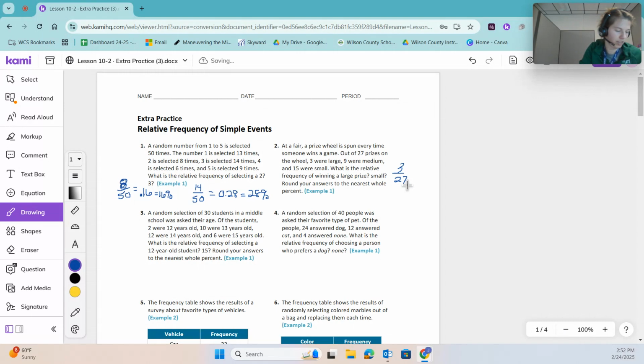So 3 out of 27 is 0.11 repeating, which is about 11%. And then a small was 15 out of 27, which is 0.55 repeating, or approximately 56%. Two more that you can try just like that are here.